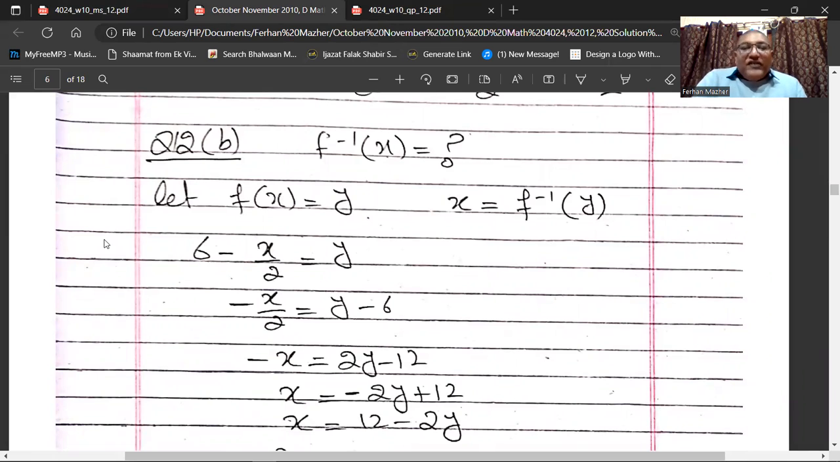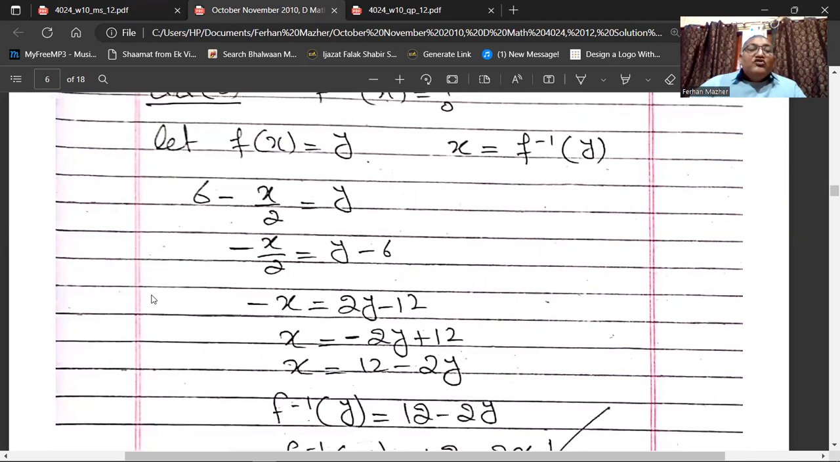So I write let f of x equals y, which means x equals f inverse of y. Then in the place of f of x, I will put the formula of f of x. So 6 minus x by 2 equals y. So minus x by 2 will be equal to y minus 6. So minus x will be equal to 2y minus 12. I will multiply both sides by negative 1. So I will have x equals minus 2y plus 12. So x will be equal to 12 minus 2y.